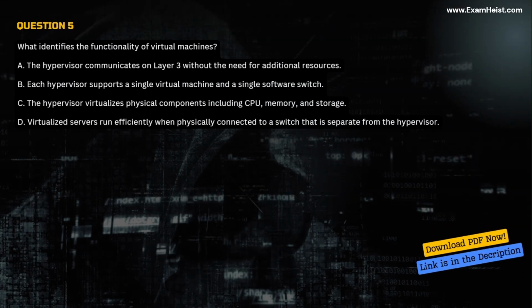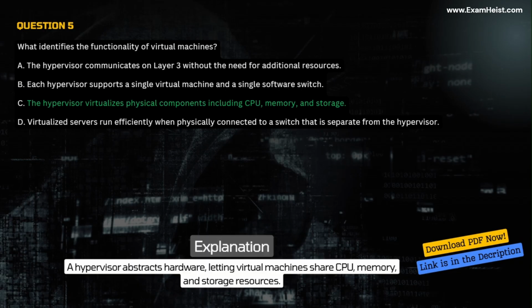Question 5. What identifies the functionality of virtual machines? A. The hypervisor communicates on layer 3 without the need for additional resources. B. Each hypervisor supports a single virtual machine and a single software switch. C. The hypervisor virtualizes physical components including CPU, memory, and storage. D. Virtualized servers run efficiently when physically connected to a switch that is separate from the hypervisor. Correct answer: C. The hypervisor virtualizes physical components including CPU, memory, and storage. Explanation: A hypervisor abstracts hardware, letting virtual machines share CPU, memory, and storage resources.